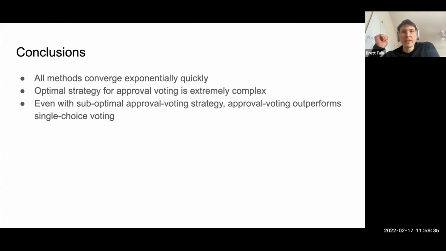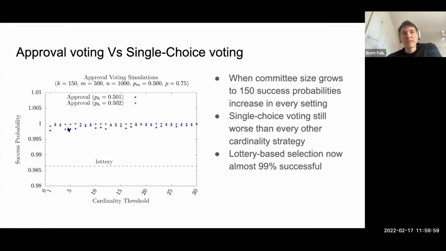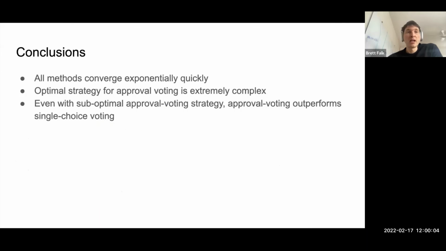So one of the take homes from this is that all of these methods converge exponentially quickly, even lottery-based consensus. And in approval voting, even though you can't figure out what the optimal strategy is, it is very robust: almost any strategy works very well. We know that voters following a cardinal strategy is suboptimal, and there's some strategy they could use that's much better. But even with these suboptimal, very simple strategies, you end up with systems that are much better than single choice voting.